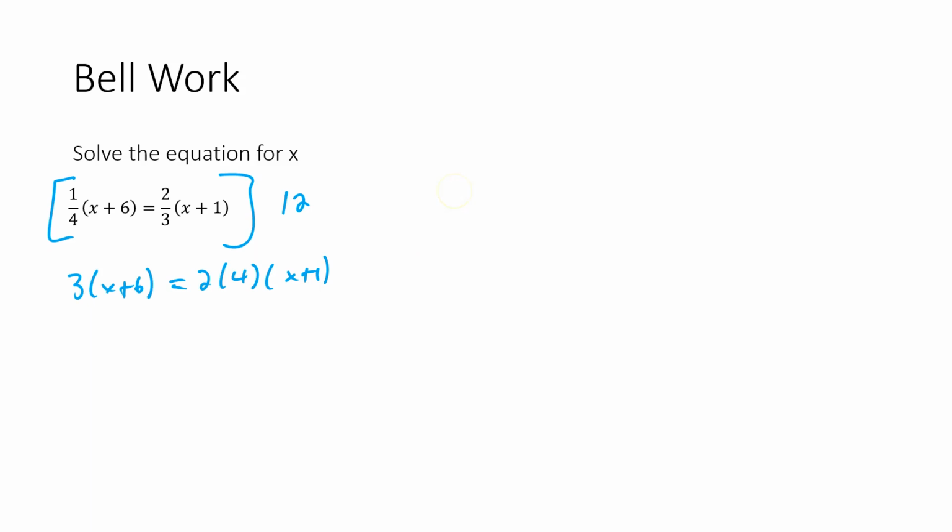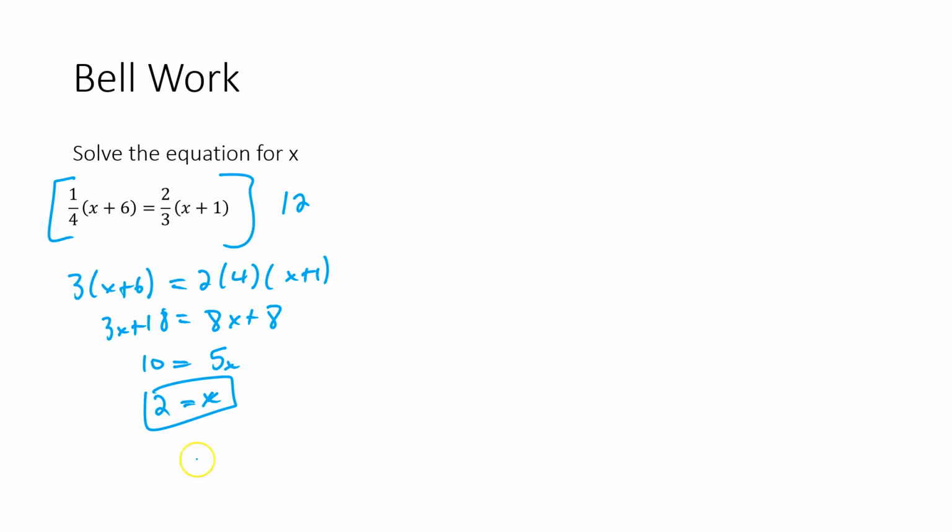All right, so let's distribute now. So I have 3x plus 18 equal to 8x plus 8. So let's see here. Let's get all the x's on the right so they're positive. So I have 5x if I do 8 minus 3. And if I subtract 8 from both sides, I have 10. So x is 2. There we go. Not too bad.